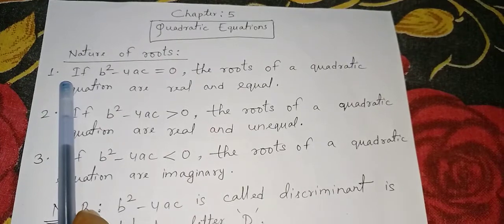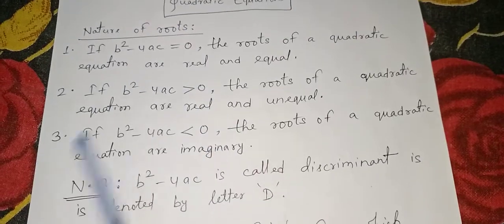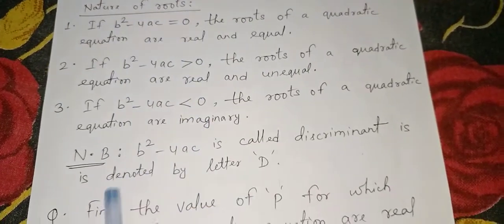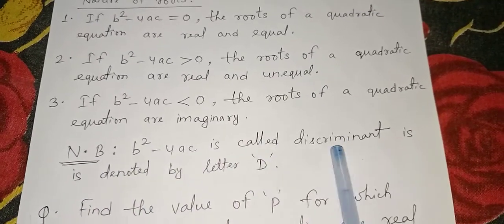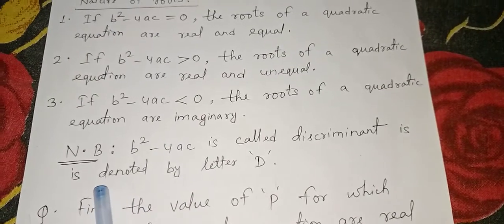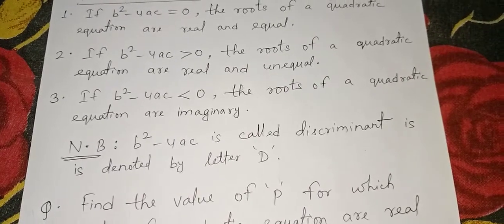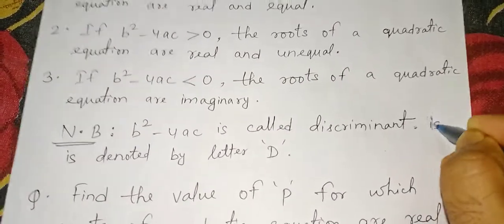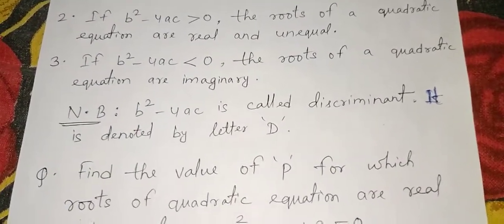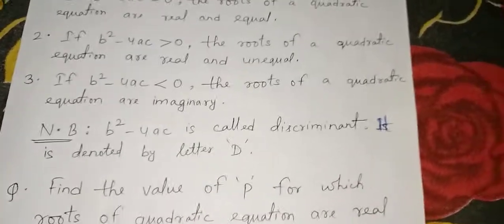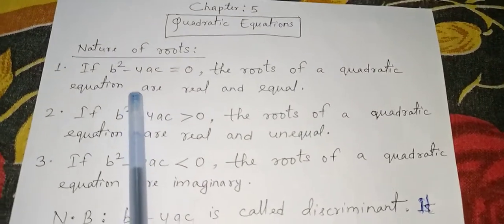So first formula here says if b square minus 4ac equal to 0. Here before starting this, you can see note, b square minus 4ac is called discriminant and it is denoted by letter D. That means b square minus 4ac also is called discriminant. And there is a formula regarding this.